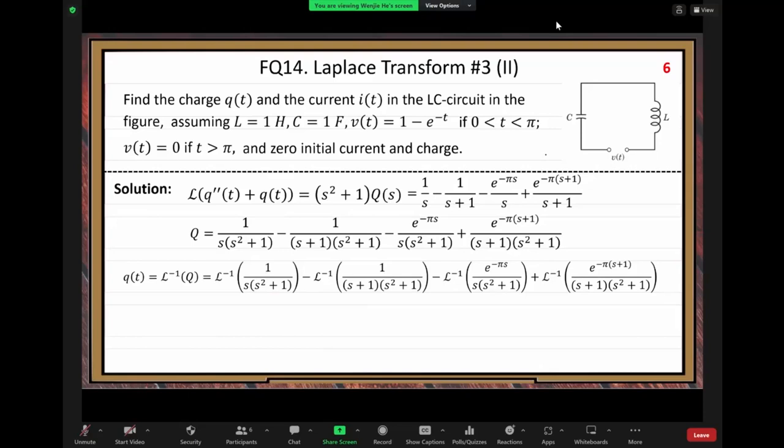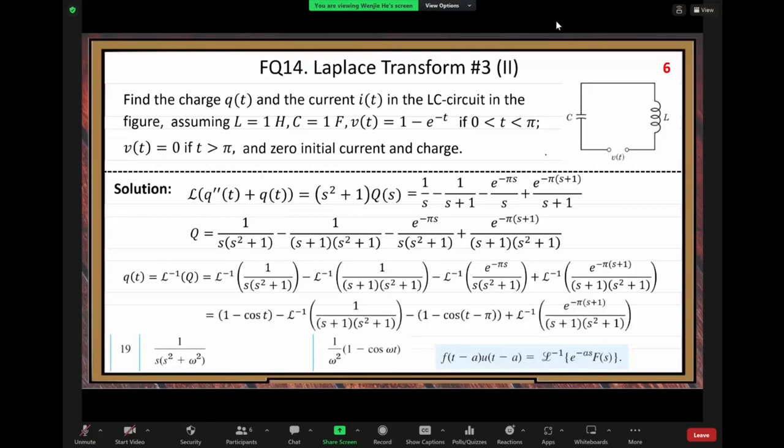Fortunately, we can find the formula in section 6.9, that big table. Here I just copied formula 19 from that big table, with omega equal to 1. So we get 1 minus cosine t. That's the first one; we apply the formula. Then we may need the second one.